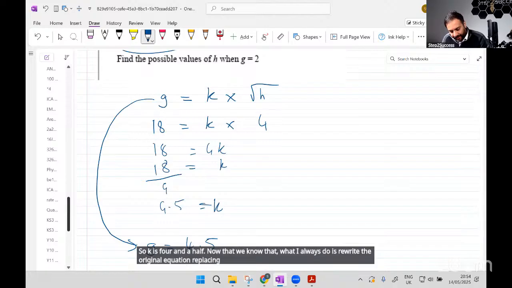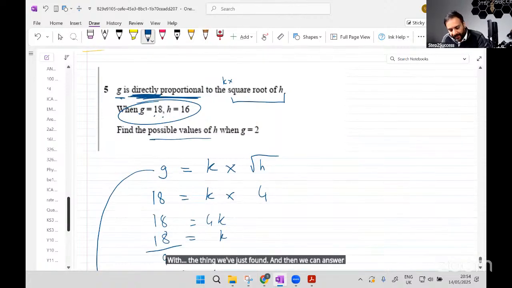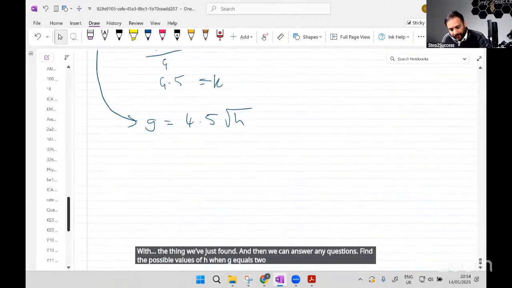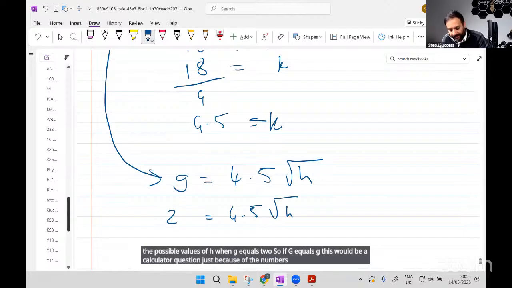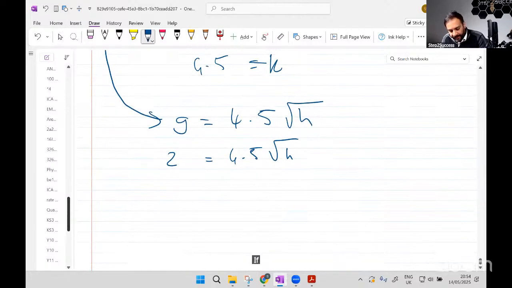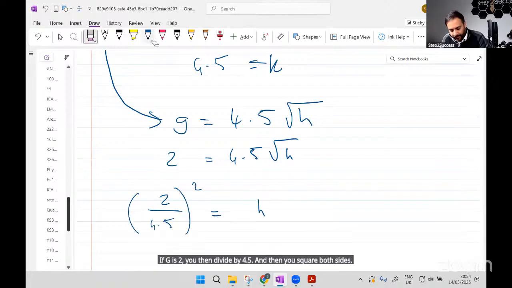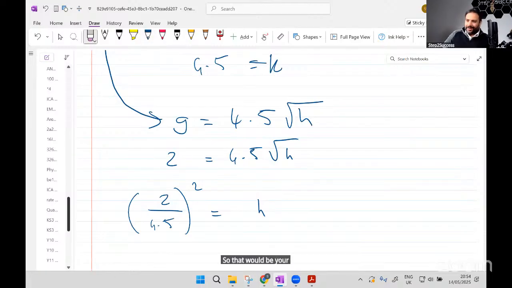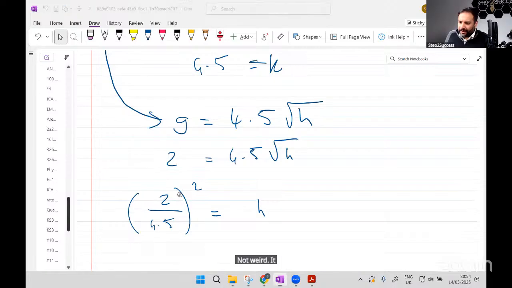Now that we know that, what I always do is rewrite the original equation, replacing the K with the thing we've just found. And then we can answer any questions. Find the possible values of H when G equals 2. This would be a calculator question just because of the numbers, but it doesn't change anything. If G is 2, you then divide by 4.5, and then you square both sides. So that would be your answer for this question, it's just more of a calculator question.